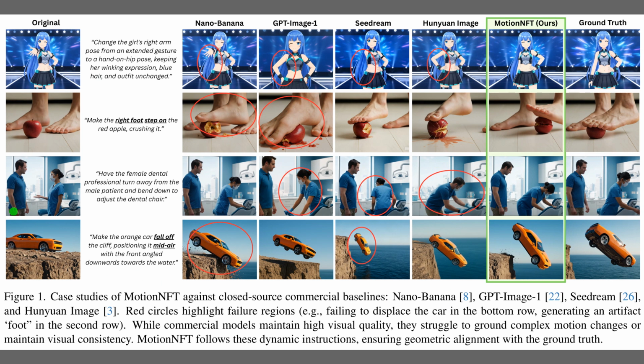Alright, Figure 1 lays out side-by-side case studies that compare several commercial editors against Motion NFT for motion-focused instructions. The grid shows 4 example prompts in rows and different models in columns, ending with the ground truth results. Red circles highlight where commercial models keep images pretty but miss the requested motion, such as the foot not really crushing the apple or the car not truly falling.